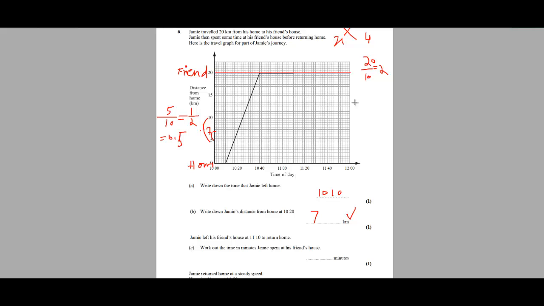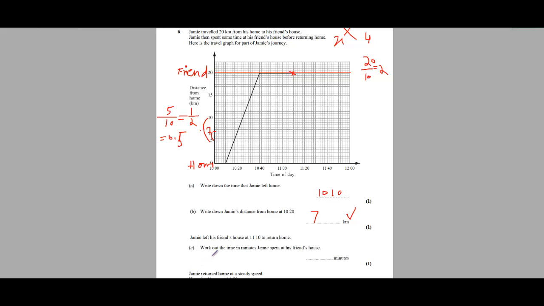Okay. And Jamie left his friend's house at 11:10. Where is 11:10? This is 11. This is 11:10. He left at this time, from this time, and returned home. And this is the home line. He will come back to this in this direction.